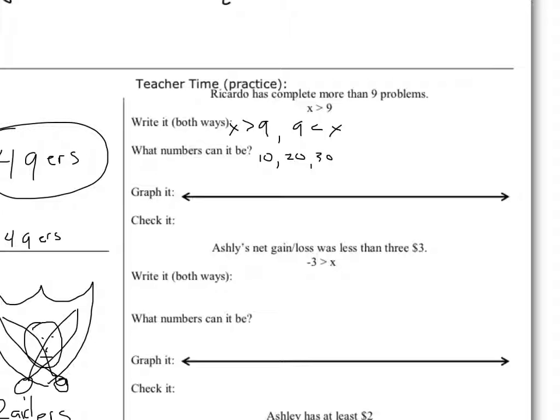Somebody give me another number that's part of this solution. Bradley? 15. Axel? 40. 50. 60.